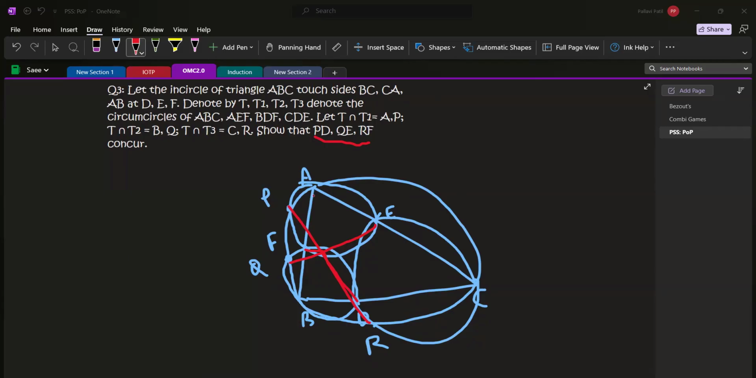So, what was I saying? Yes, since we want to show that they're concurrent, it would be very nice if we can find some pairs of circles for which these are the radical axes. So, any conjectures for what these circles could be?